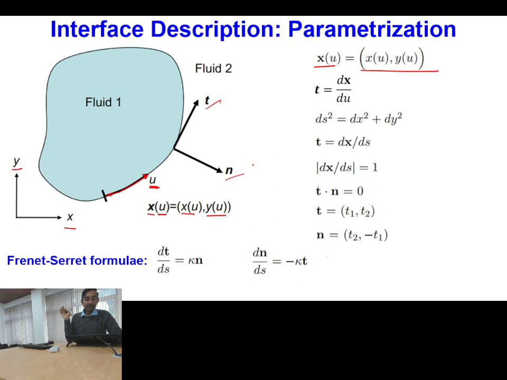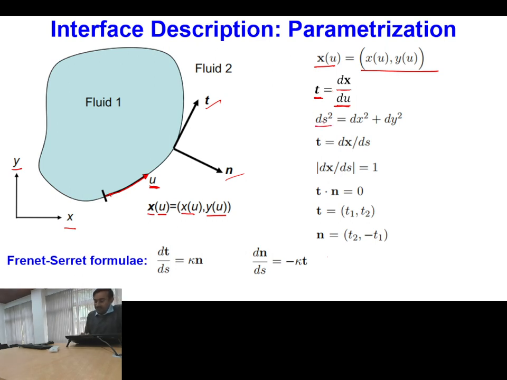Okay, so in addition to the mathematical description of the interface, its tangent, its normal and its curvature are three important parameters which we should be able to define mathematically. Okay, so now how to define tangent? If I consider this position vector x of the interface and if I take its derivative with my parameter u, then dx by du will be giving me some vector which is nothing but tangent to the interface. Is this one clear?